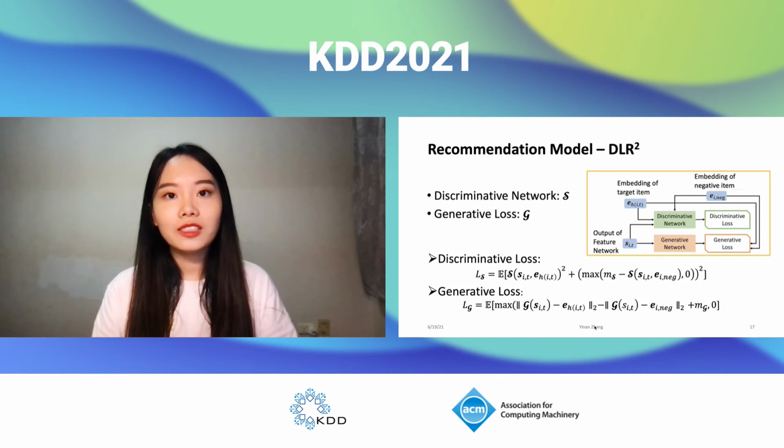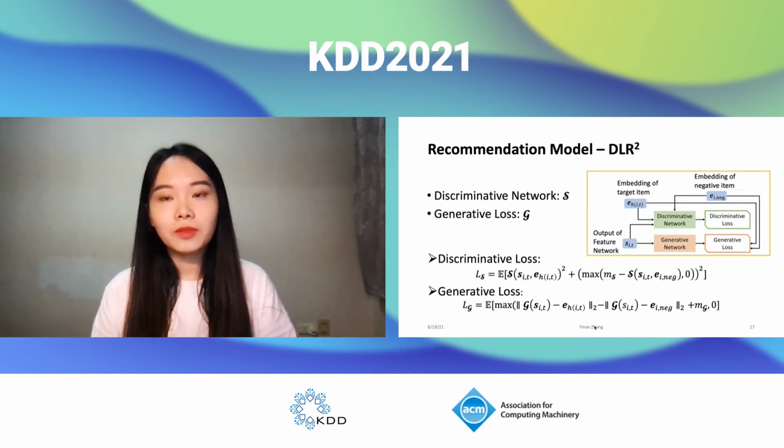The final loss is the sum of discriminative loss and generative loss. The discriminative loss forces the target item score to be small and the negative item score larger than the threshold MS. The goal of generative loss is to make the distance between the user and the target item small and the distance between the user and the negative item large.